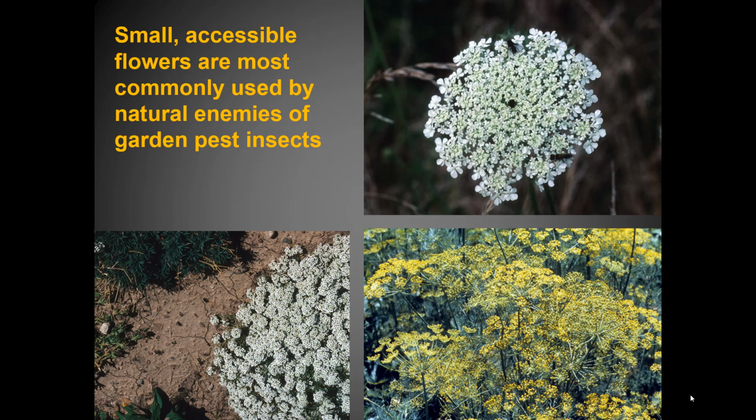And what are the kinds of flowers that are accessible by these natural enemies? They are almost always little tiny flowers. The lady beetles, the lacewings, these tachinid flies, none of these have big mouth parts. They need to have nectar that's right available. So think tiny flowers. Those are the kind of plants to put into a landscape for these kinds of insects.